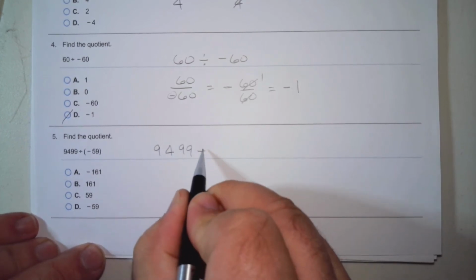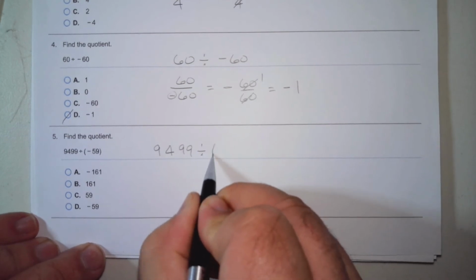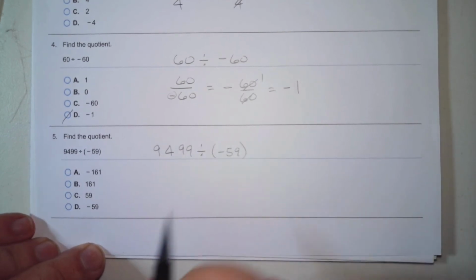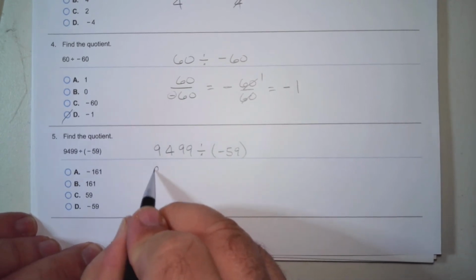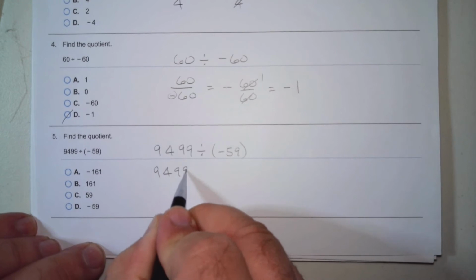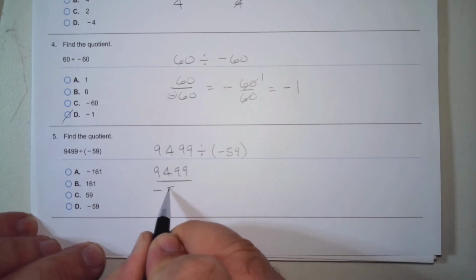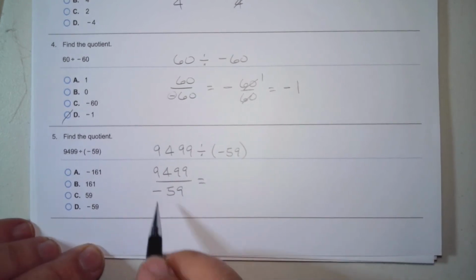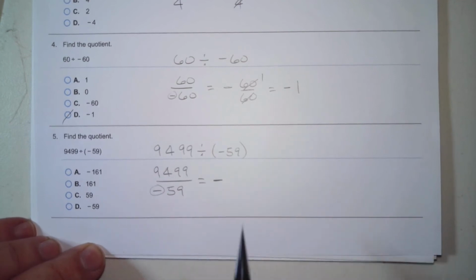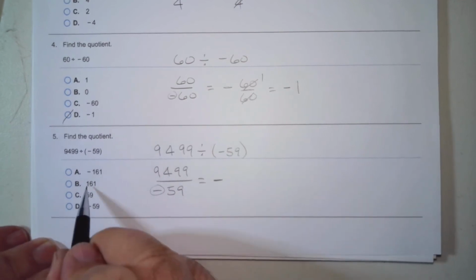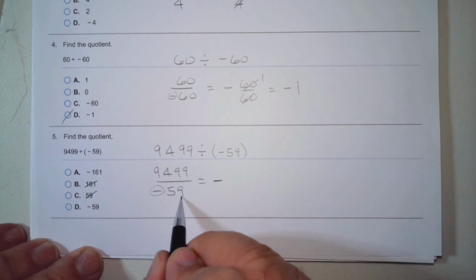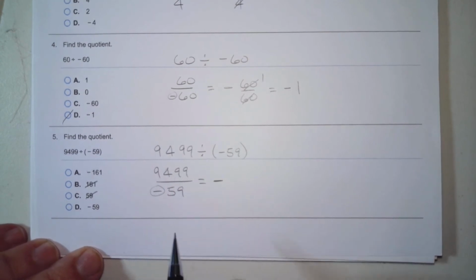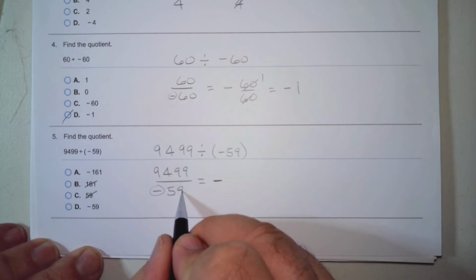9499 divided by negative 59. There's only one negative sign, so the answer is negative. So it can't be one of those two. So how many times does 59 go into 9499?